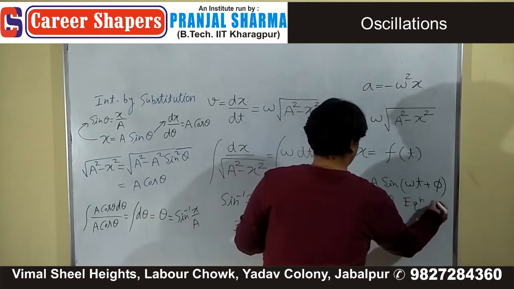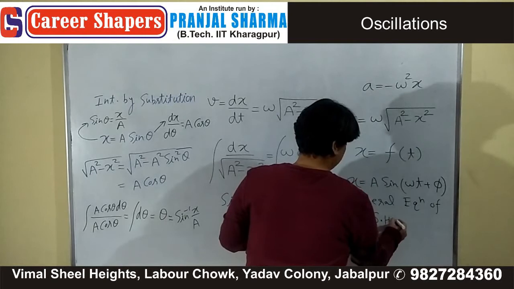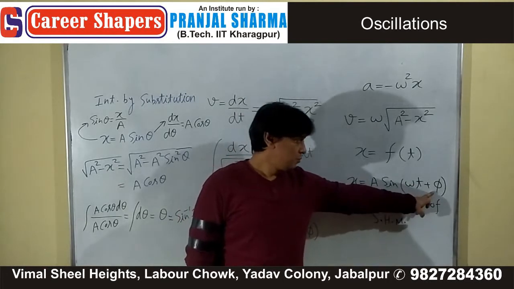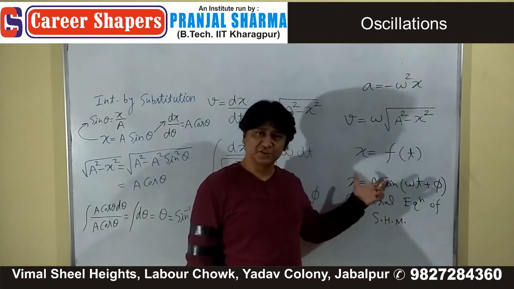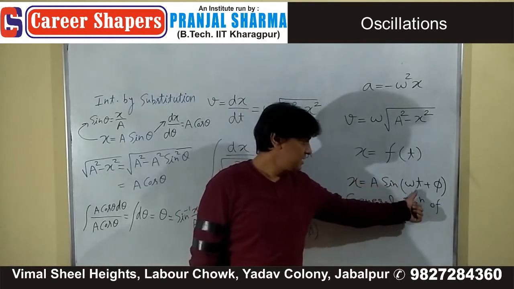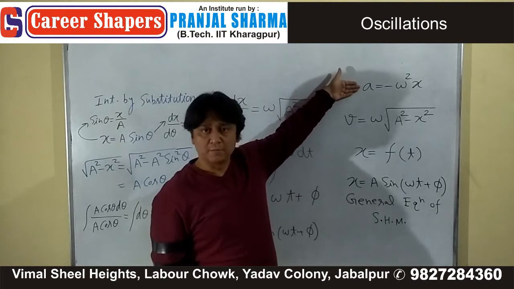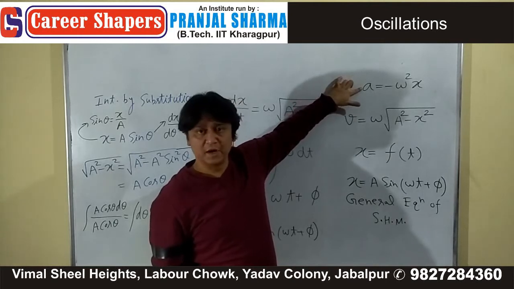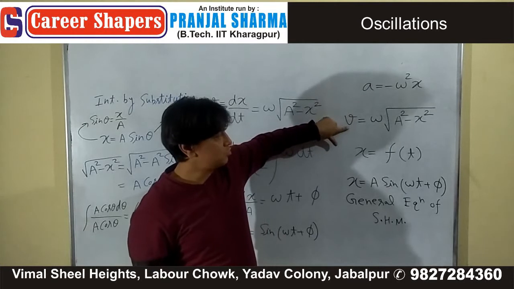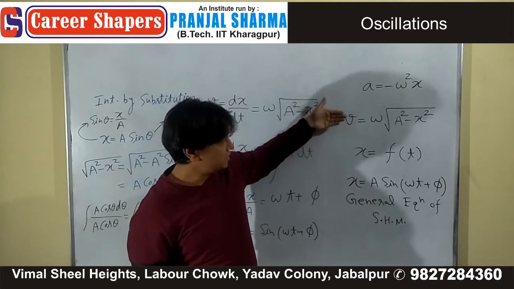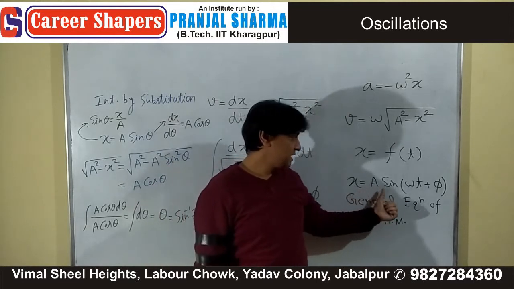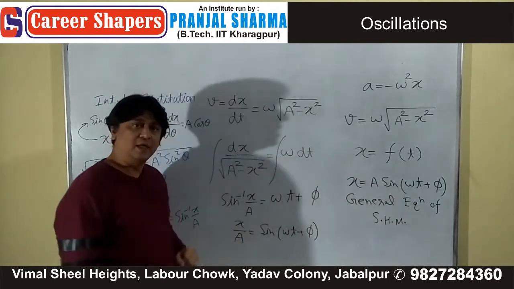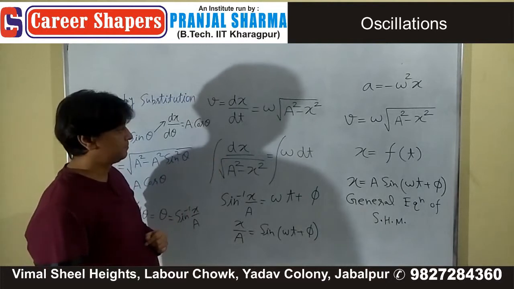General equation of SHM. By choosing different scenarios, which will decide the value of phi, we will get specific relations between x and time. So these are three important things in simple harmonic motion. We started from this a equals minus omega square x, which is the fundamental equation. Based on that, we developed v equals omega root over a square minus x square. And now with the help of this, we have developed x as a sine omega t plus phi. Go down this much and then we'll go and find values of phi.